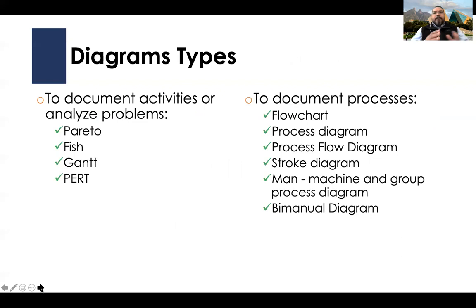When we speak of diagrams, and this is part of the next video, we have two main groups of diagrams. We use diagrams to document activities or analyze problems, such as the Pareto, the fish diagram, the Gantt, and the diagram. These mostly are used in quality control, and we are going to focus on the process, the diagrams on the right part of the slide: the flow chart, the process diagram, the process flow diagram, the stroke or path diagram, the man machine and group process diagrams, and the bimanual diagram. Those are the kind of diagrams that we are going to review in this course.